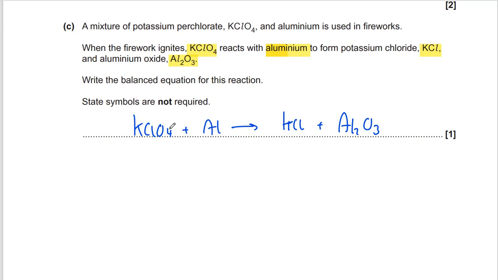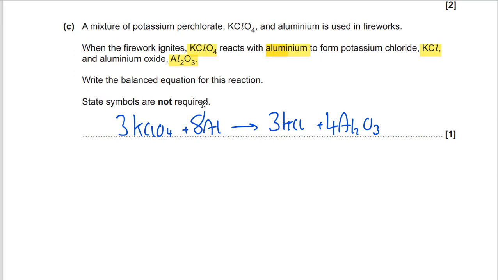So 4 times 3 is 12. So I want 12 oxygens on each side. So I'm going to put 4 here, and I'm going to put 3 here. This balances the oxygens and eliminates any problems we might have. The upshot of this, of course, is that I've created 3 potassiums and 3 chlorines. That's very easily balanced by putting a 3 here. And of course, I now have 8 aluminiums, but that's not a problem. I can stick an 8 there. And it's balanced.